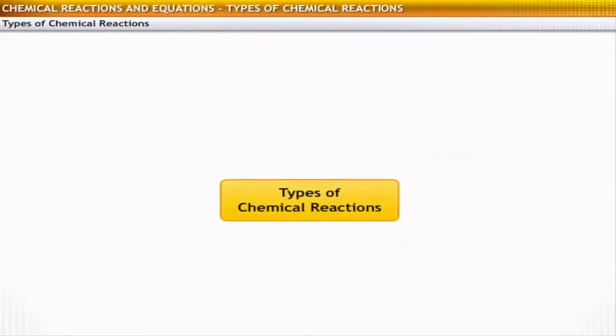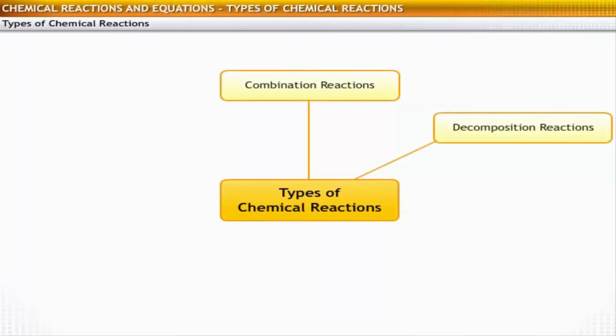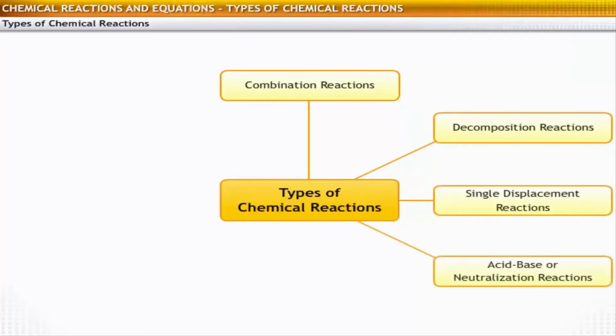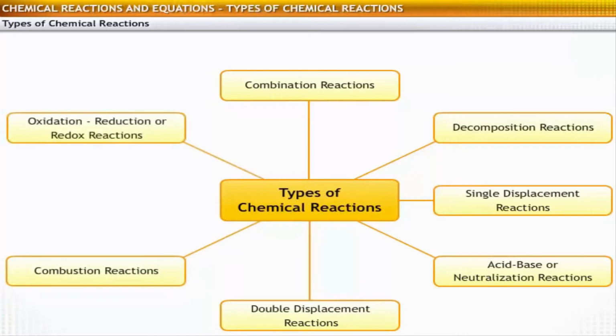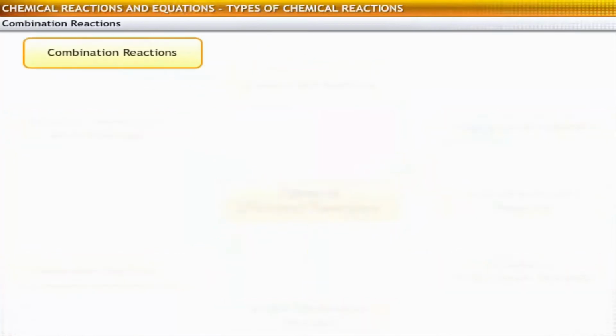Chemical reactions can be classified into following types: combination reactions, decomposition reactions, single displacement reactions, acid-base or neutralization reactions, double displacement reactions, combustion reactions, and oxidation, reduction or redox reactions. Let us begin with combination reactions.